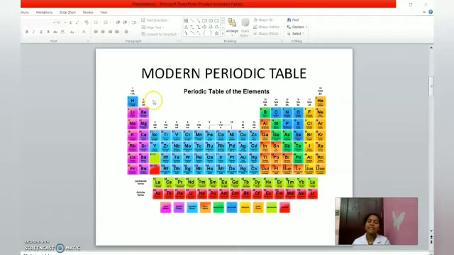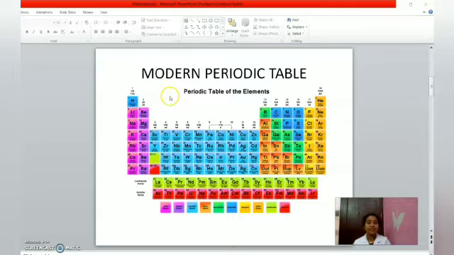Here you can see the elements are arranged in increasing order of atomic number. Hydrogen 1, helium 2, 3, 4. So there is a periodic law. According to Moseley, the periodic law is that the elements are arranged in increasing order of atomic number, so after a regular interval the elements show the same properties. For example, lithium, sodium, potassium, rubidium, cesium, francium have almost the same properties. After a regular interval they show a repeating nature. This is the periodic law.